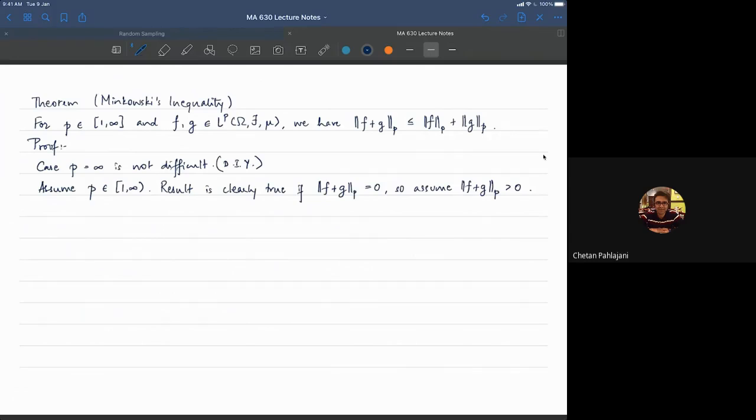Now let's see what's going to happen. If I look at the norm of f + g, this is the p norm, and I'm taking the pth power here. This is going to be the integral of the absolute value of f + g to the pth power d mu. So this is going to be the integral of absolute value of f times absolute value of f + g to the, no, actually this is not equal to, this is less than or equal to, sorry.